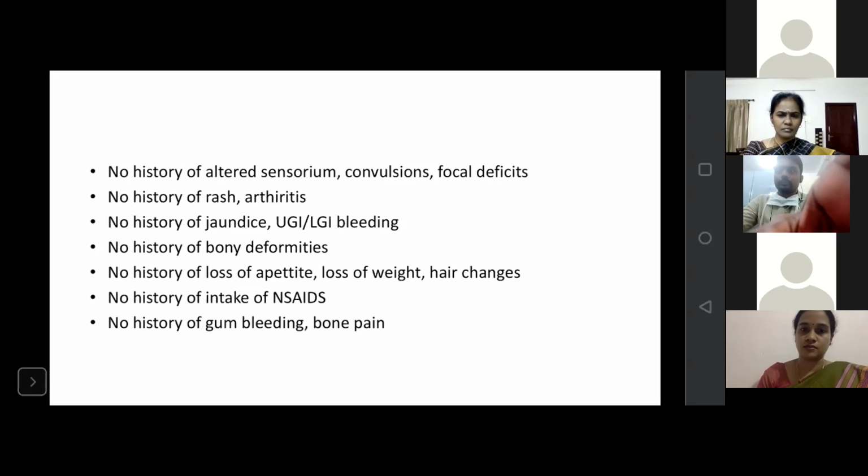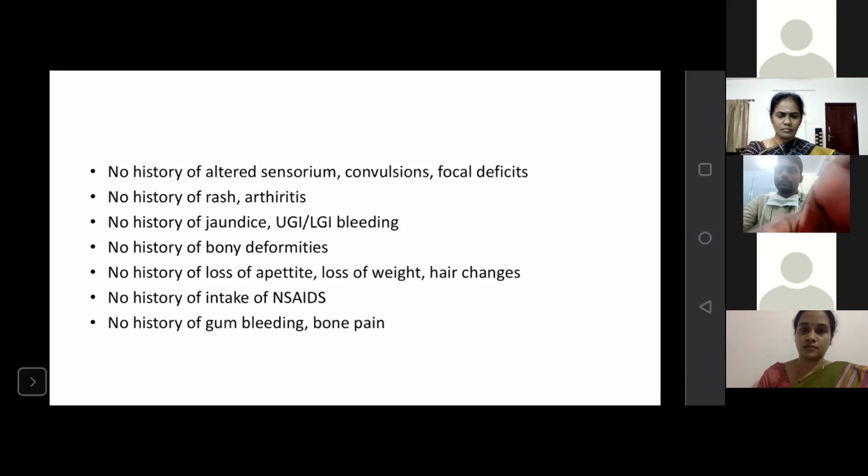There was no hematemesis. There was no melena or hematochezia. There was no history of deformities in the long bones. There was no history of any loss of appetite, loss of weight, or hair changes before the period of illness. And there was a fair loss of intake over the past 2 days because of fever and abdominal pain.